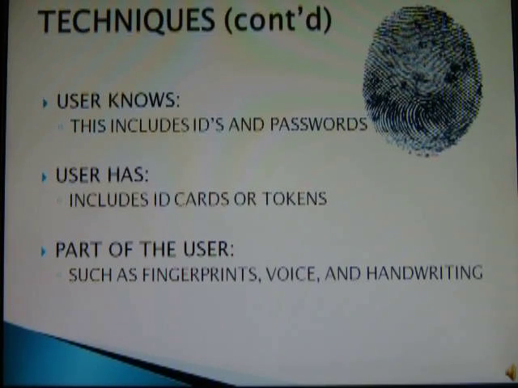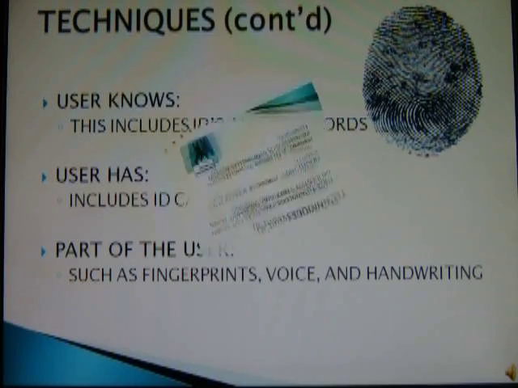The techniques used in this technological process are user knowledge, such as company IDs and passwords, something the user has, such as ID cards and tokens. Tokens are items that change passwords frequently to reduce the chance of someone learning it and using it. Lastly, we could use part of the user as authentication, but this is costly as it requires highly skilled equipment to read things such as fingerprints, voice, and handwriting.